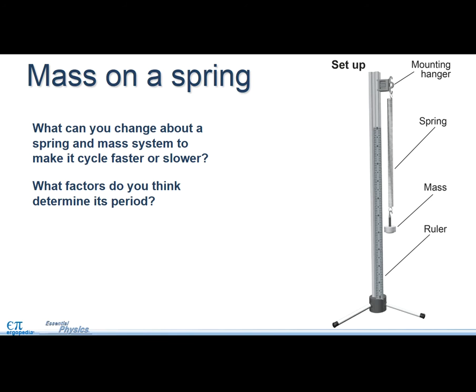Next, we had a mass on a spring. This was also a simulation. We had something like this set up here. We had some mass. We could vary the mass. We could change something about the spring constant. And we watched this thing bob up and down.